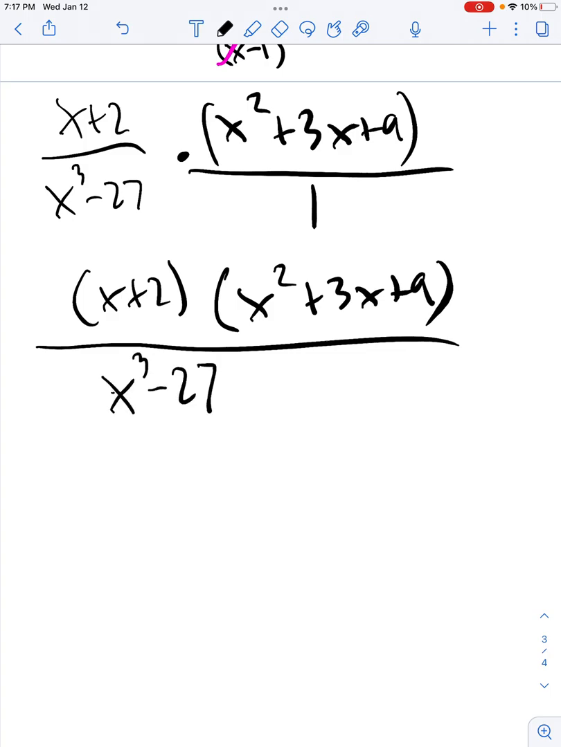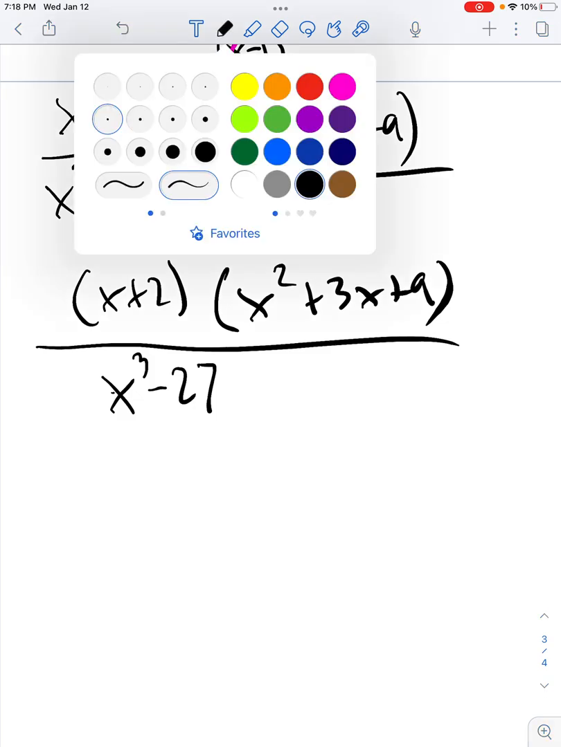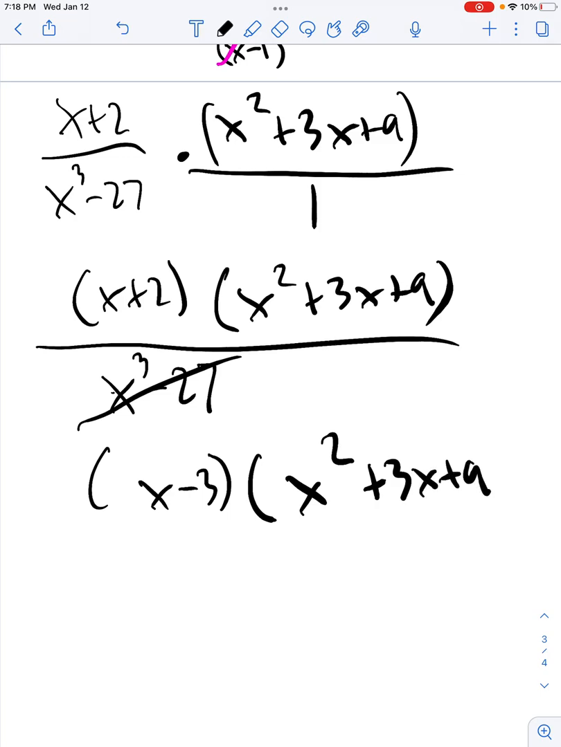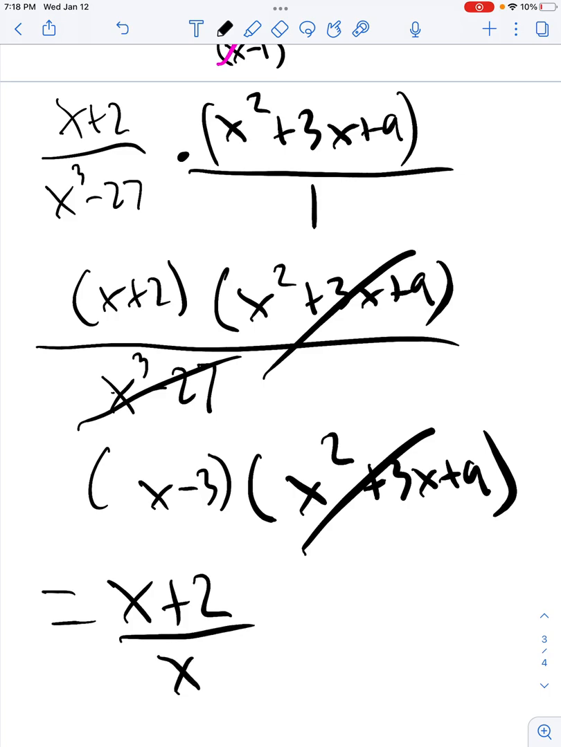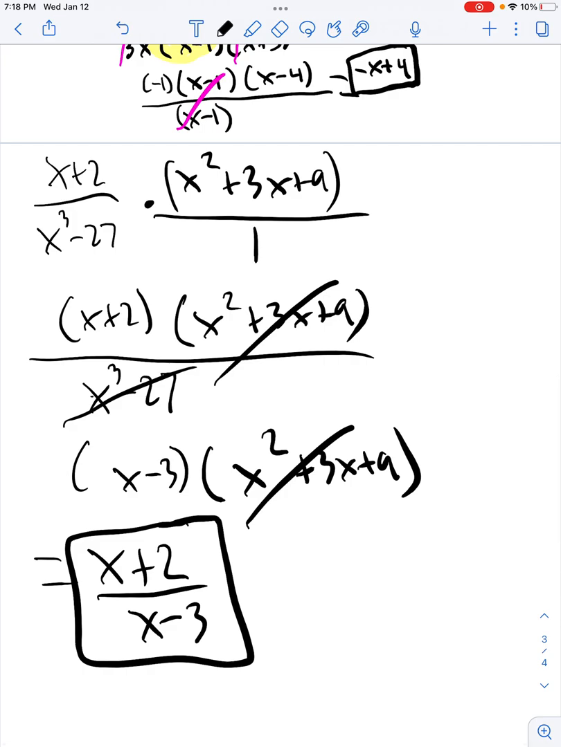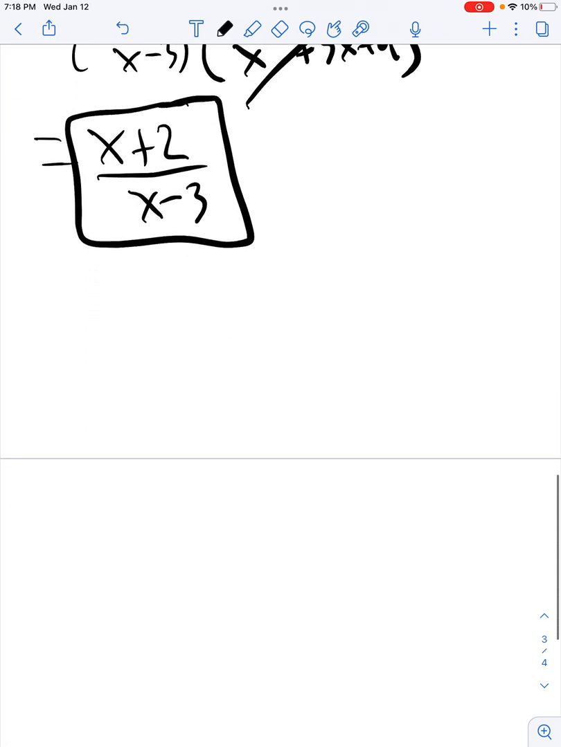And then on the bottom here, I have x to the third minus 27. That's like saying x minus 3 times x minus 3 times x minus 3. If I factor one of those out, all I'm left with is x squared plus 3x plus 9. So now I've got the same thing on the top and the bottom, so I can cancel this out, and I'm left with x plus 2 on the top and x minus 3 on the bottom.